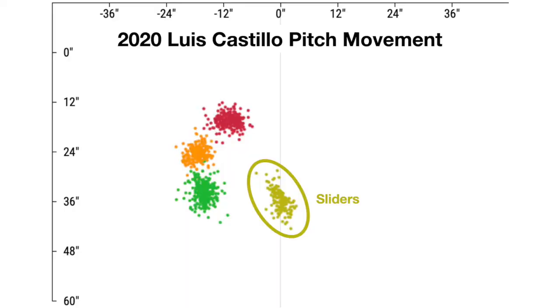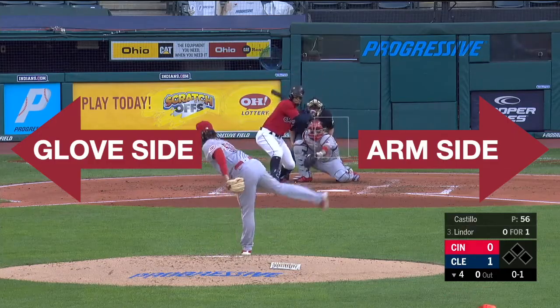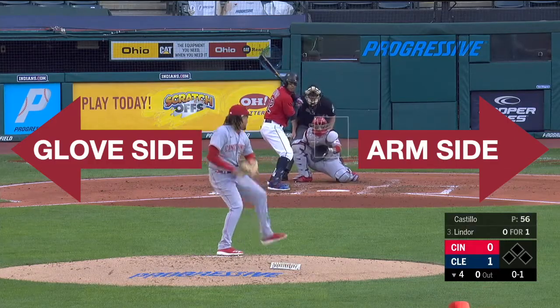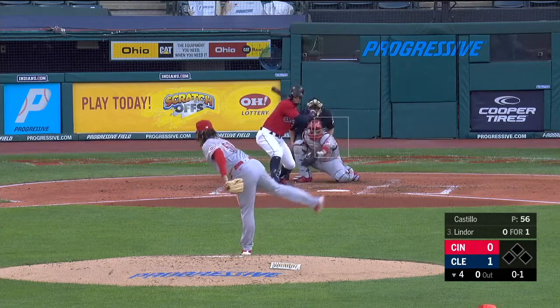According to Baseball Savant, it has averaged 0 inches of horizontal movement this season. Some have moved slightly glove side while others have moved slightly arm side, but on average, they've been straight as an arrow. But this does kind of raise the question, what is movement?